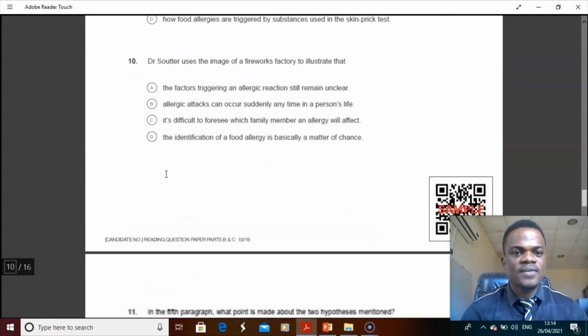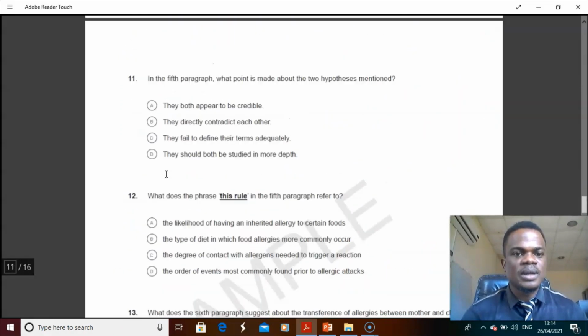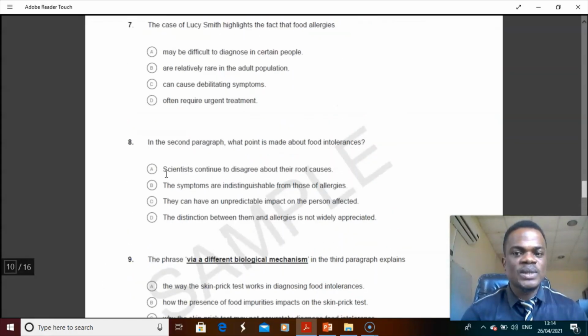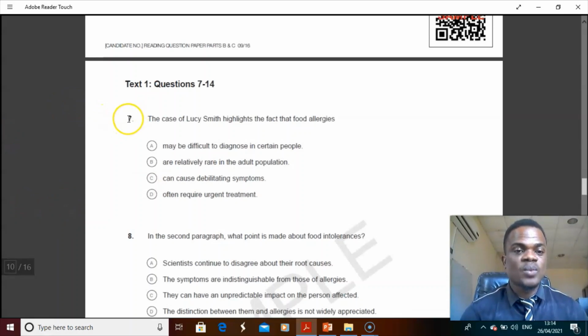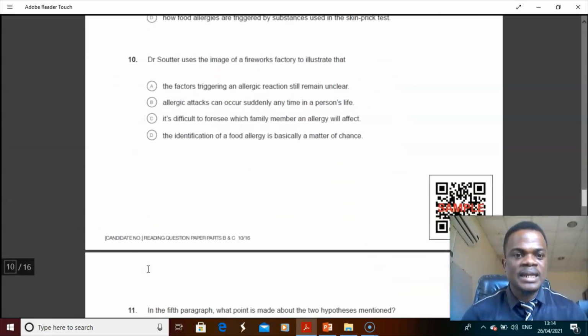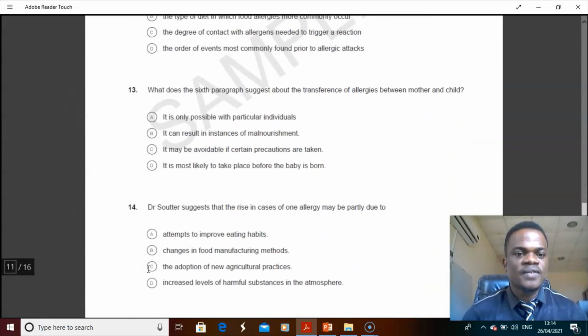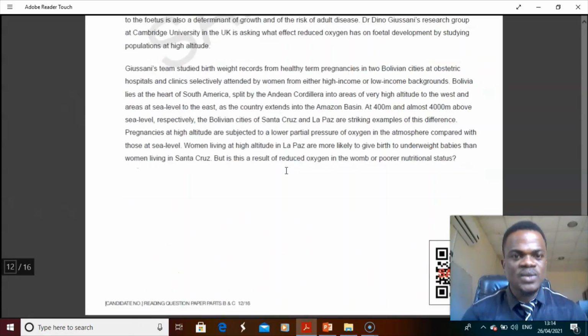You have 2 texts in part C, and each of these has 6 questions in part B. From part C you start from question number 7, which is 7, 8, 9, 10, 11, 12, 13, 14. So you have 8 questions for each text. So for the first text, you will have 8 questions.